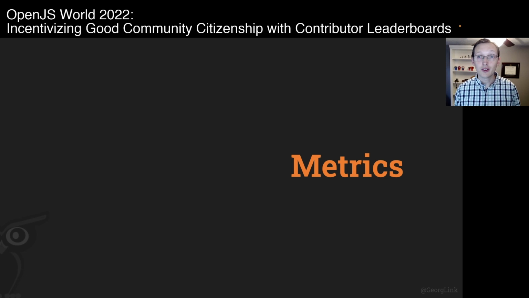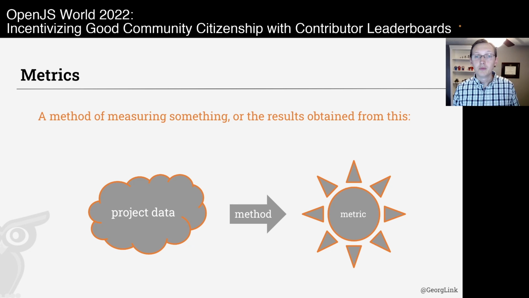Metrics are a method of measuring something or the results obtained from this measuring. And in open source, we have project data, we have trace data, we have a method for collecting that data, and then we produce that metric. So this is the framework we discussed in the next couple slides.